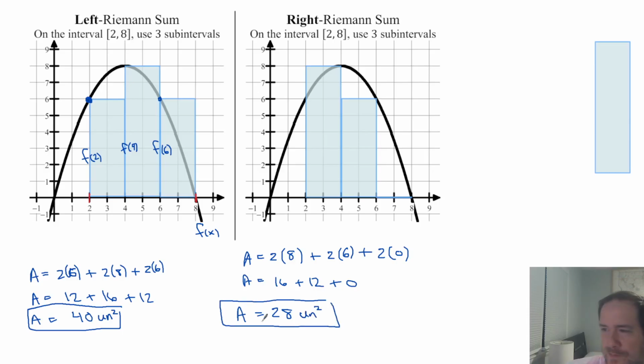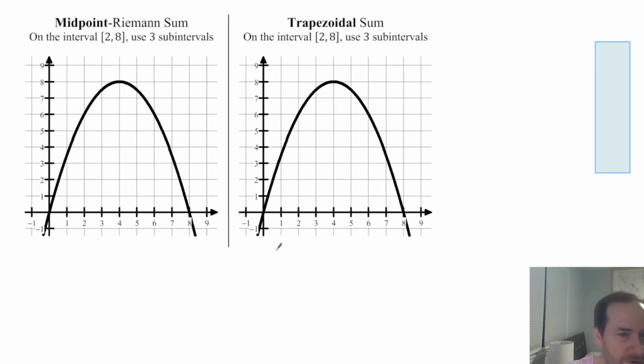And so now we can see pretty clearly that the left-hand Riemann sum is over approximating our area, and the right-hand Riemann sum is under approximating our area. So if these left and right-hand Riemann sums are so bad, then why do we use them? Well, we don't, always. Sometimes we use these other approaches.